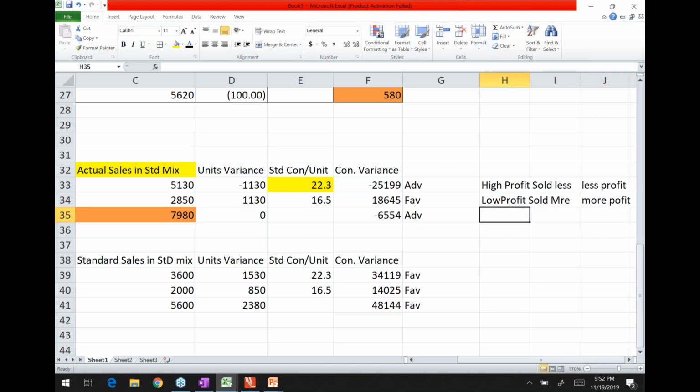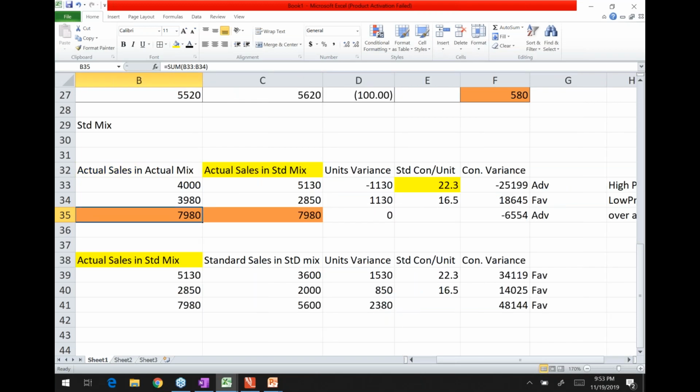Okay, for the final answer, adverse means overall less profit. Now never think of this as a loss. This is not a loss. This is what? This is less profit than expectation.